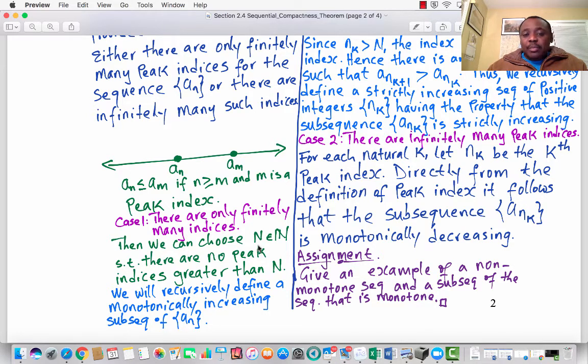Then we chose an uppercase N such that there are no peak indices greater than N. We will recursively define a monotonically increasing subsequence of our sequence a_n. So that is our goal. In the next case, we would want to define recursively a monotonically decreasing subsequence of our sequence a_n. And therefore, we would conclude that whether it's case 1 or case 2 that holds, there is always a monotone subsequence of our sequence. Okay, let's proceed with case 1.